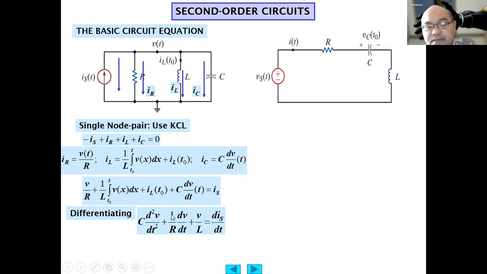As we observe here, this now becomes a differential equation of second order. So this is a second order differential equation. This is the reason why this circuit is called a second order circuit: after deriving the equation to express the relationship between the current and the voltage, that equation is simplified into a second order differential equation as shown here.